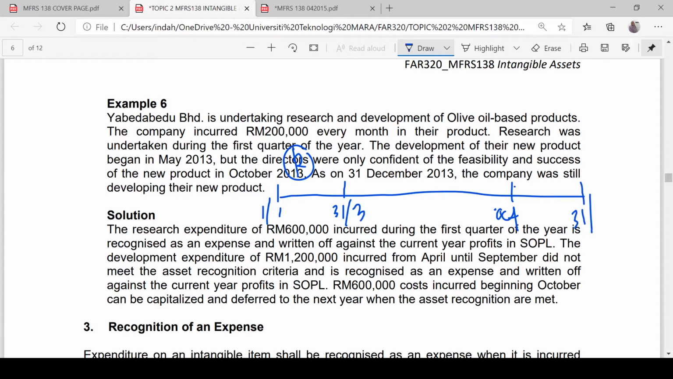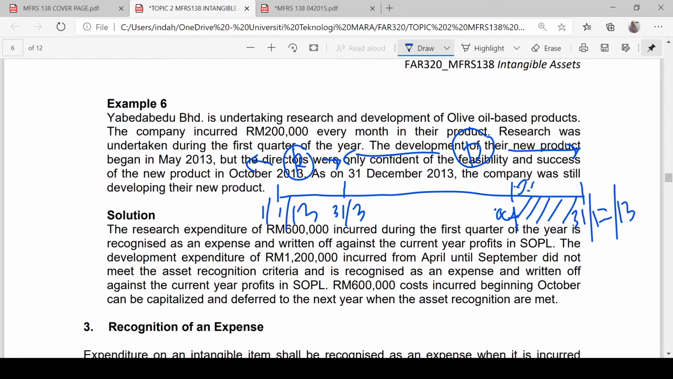So this is the end of the year. This can be considered as the development phase, and this is the research phase. However, even though they have entered into the development phase, only in October are they able to show the feasibility and success of the new product. Meaning that only cost incurred during that period from October to December can be capitalized as intangible asset.